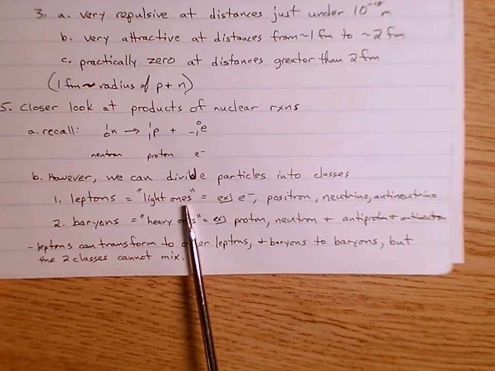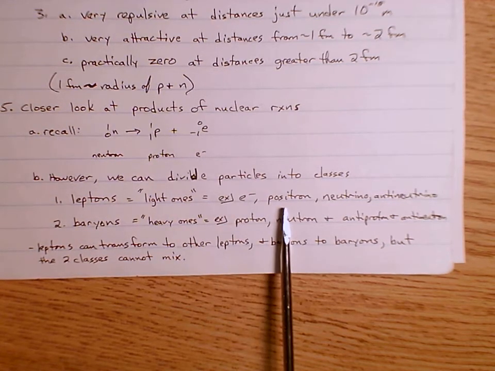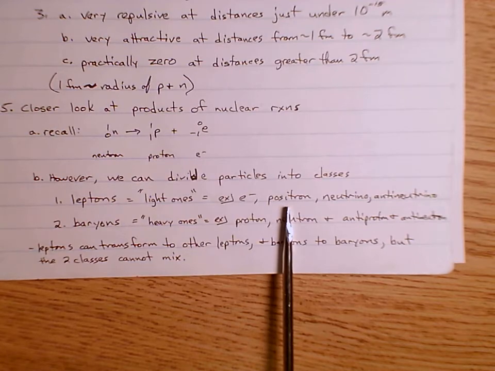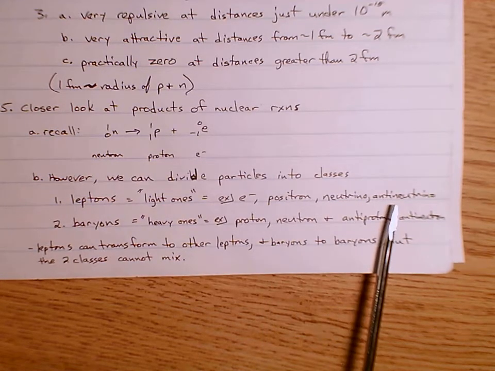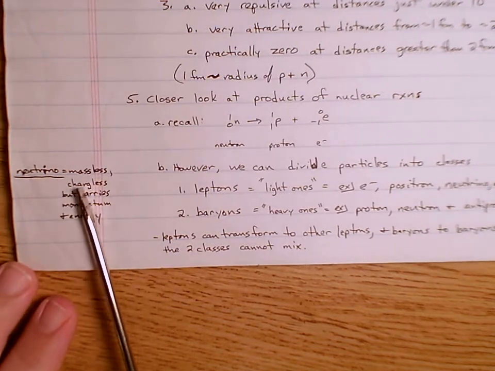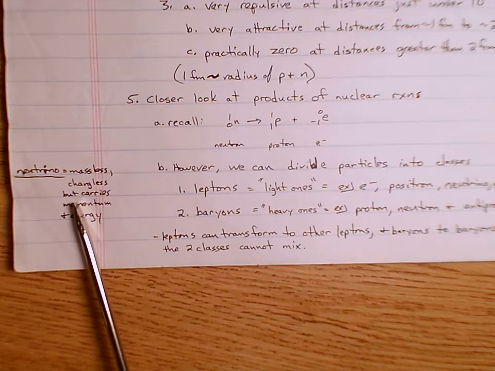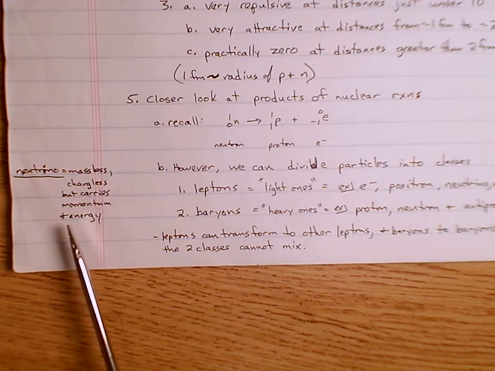They're our lighter particles, such as the electron, the antiparticle of the electron, the positron, and 2 new particles, the neutrino and the antineutrino. Now, a neutrino is a particle that, as far as we know, has no mass, has no charge, but it carries energy.